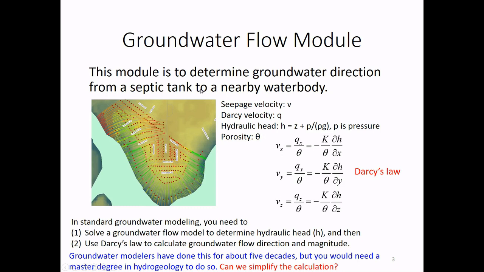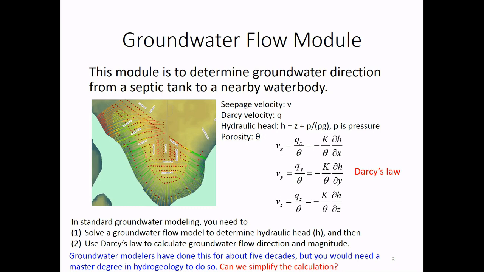You have seen this in the last video. We have run this module together. But now I'll tell you why we designed the groundwater module that way. Essentially, when we run any transport simulation, we need to know groundwater flow, so where water flows. This module is to determine groundwater flow, that means the magnitude and direction, specifically from a septic tank to a nearby water body.